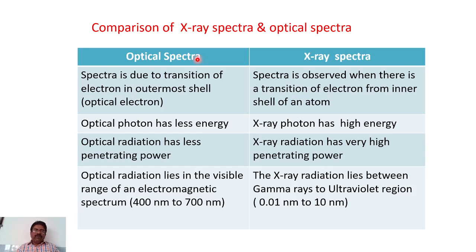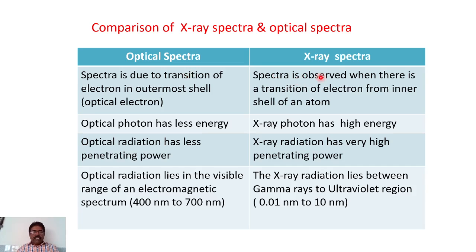So first point we shall assume here the cause for producing optical spectra and X-ray spectra. So we have seen that X-ray spectra is produced because of displacement of the inner shell electron. So spectra is observed when there is a transition of electron from the inner shell of an atom. Whereas in case of optical spectra, we have seen that only the outer shell electron, that is the valence electron, is responsible. So spectra is due to transition of electron in outermost shell. So that electron is excited to a higher level and it performs reverse transition back again to ground state. So the photons corresponding to optical spectra are given out. So this is the first very important point which differentiates these two: cause for producing optical spectra and cause for producing X-ray spectra.